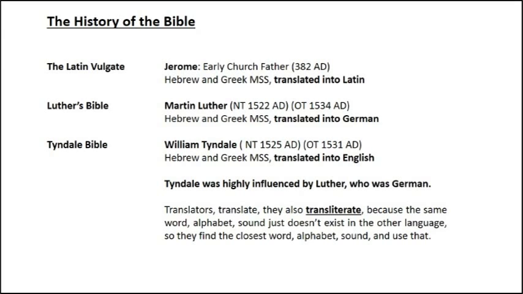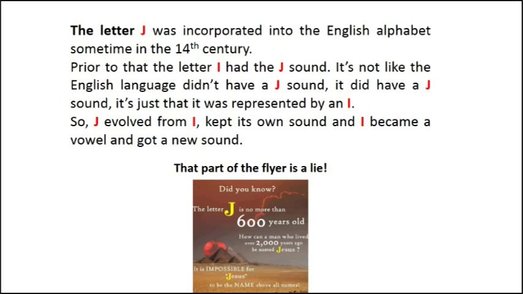The J sound, not the letter, but the sound, was already in the English language. The letter J was incorporated into the English alphabet sometime in the 14th century. Now, prior to that, the letter I had the J sound. So it's not like the English language didn't have a J sound.